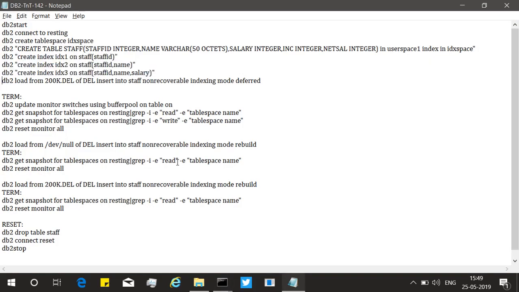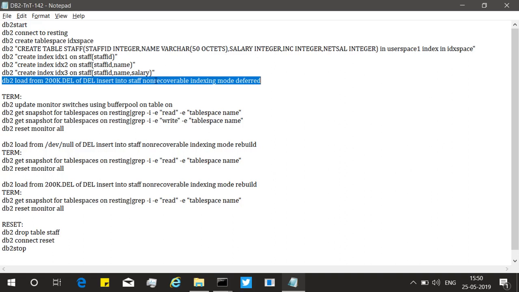Obviously the table is an empty table. The index is also an empty index object. There's nothing there. So I'm going to load from 200k.del, which is loading 200,000 records into the staff table, and I'm saying non-recoverable load and indexing mode deferred. That is important. I'm saying indexing mode deferred because that way the index object won't be rebuilt. The index creation is there, but it won't update with the table records.